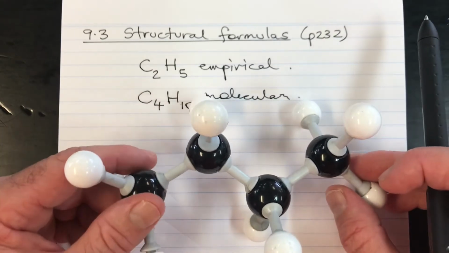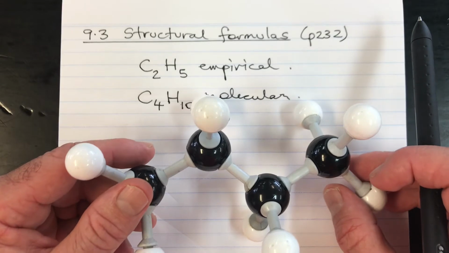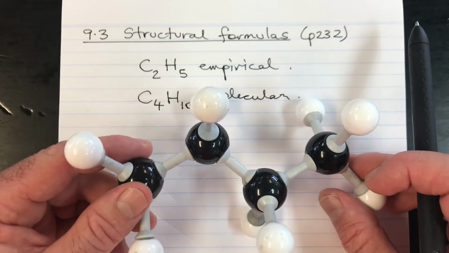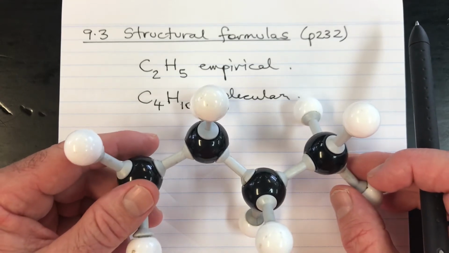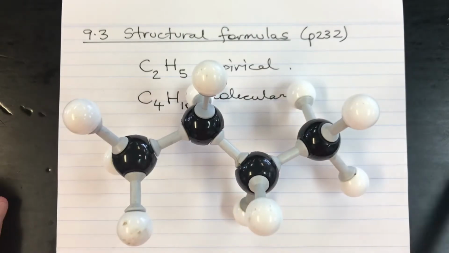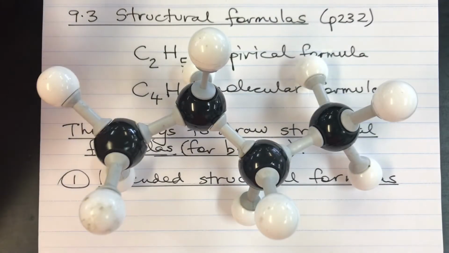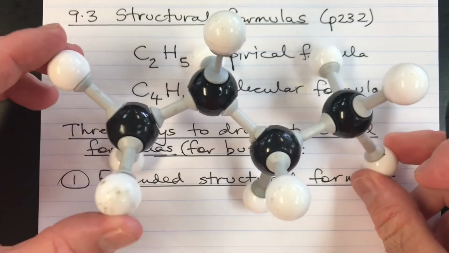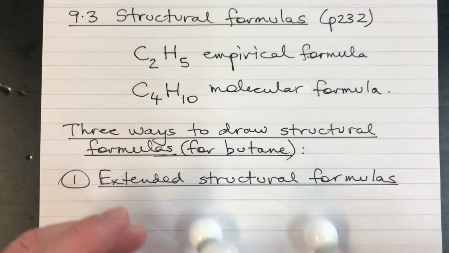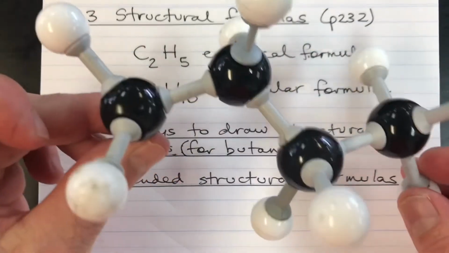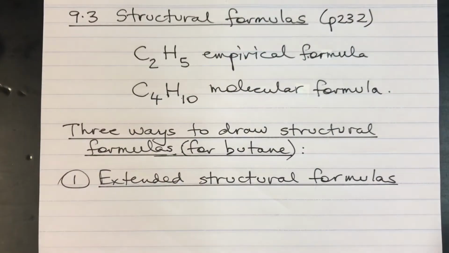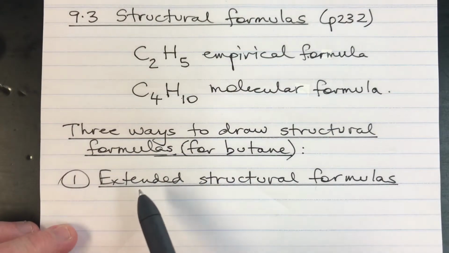So introduce structural formulae. Structural formulae or formulas are used to show the arrangement of atoms in the molecule and or the bonding between them. So that's what we're going to look at today. Okay, if you've got limited time and you only want to know the bare basics of this section 9.3, let's do that now. So let's look at 3 ways to draw structural formulae, and we're going to look at the butane molecule. So for the butane molecule, there's 3 ways to depict that molecule.